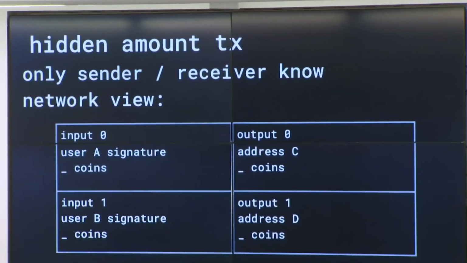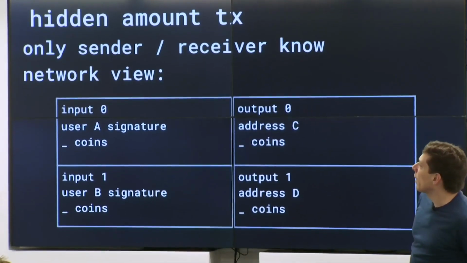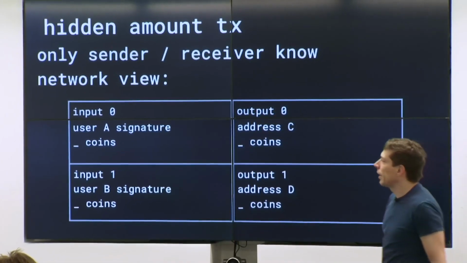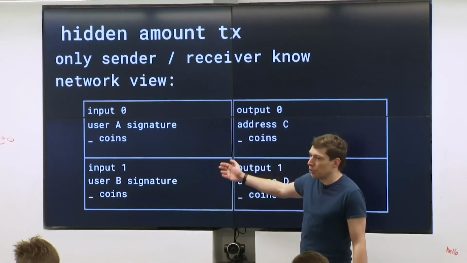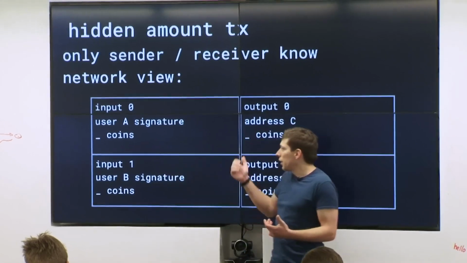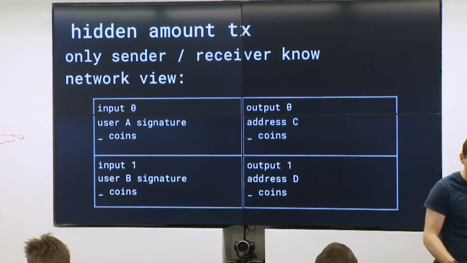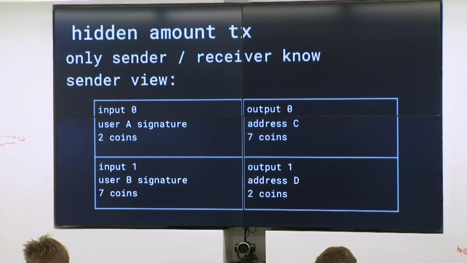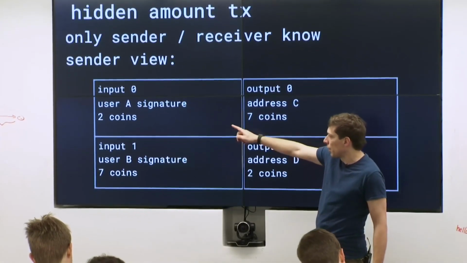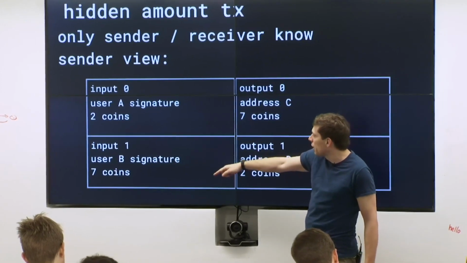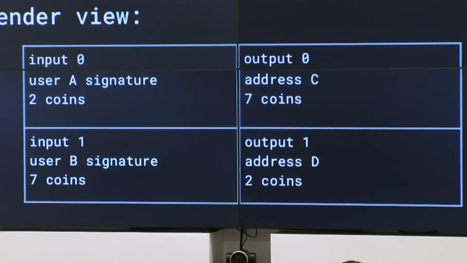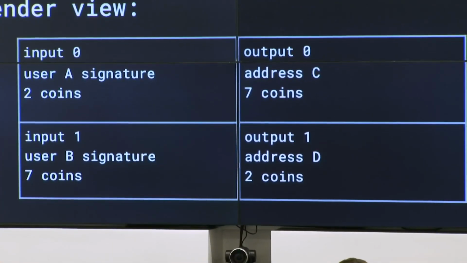So we can have two views, right? We can say, okay, only the sender and receiver know the amounts. How about that? From the network's point of view, if I'm just a third party looking at this transaction, I don't see any of the amounts. I have no idea how many coins are being sent. But from the sender's view, the sender says, okay, I know I have 2 coins here, 7 coins here, and I'm sending 7 coins here and 2 coins there. So the sender knows the whole thing because they're the ones creating this transaction.